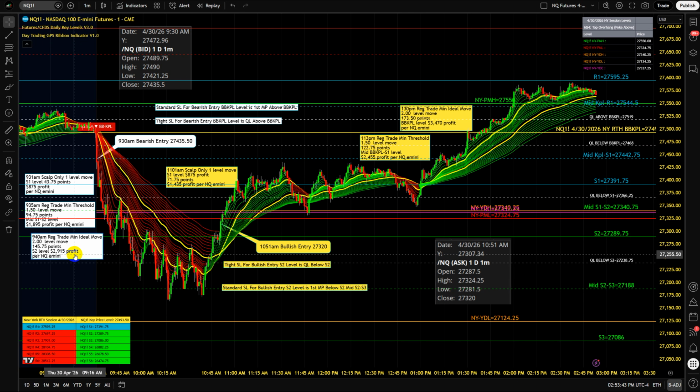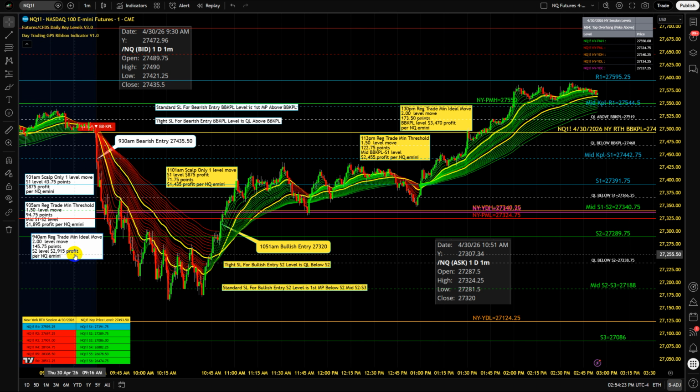It's not that you need to exit everything at a 2-level move. It's just that you need to be aware of the fact that that's where about 80% of the sessions are generally going to end. You want to think about it as a rubber band below the BBKPL and a rubber band above the BBKPL. So it's not that we can't get a move, because still 20% of the sessions result in moves that are going to be greater than that.